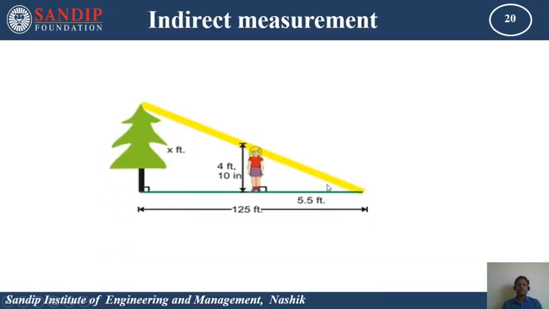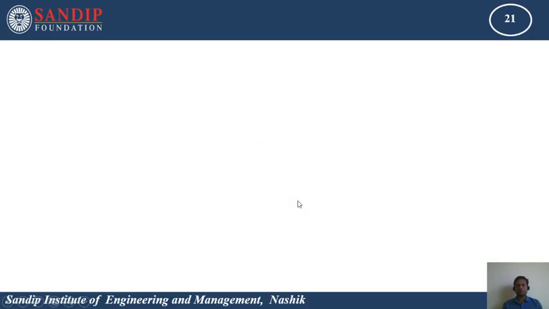Second is indirect measurement. Many times we have to apply trigonometry formulae, theorems, or other methods so that we can find out whatever values are unknown, right? Such kinds of methods are considered an indirect measurement process.